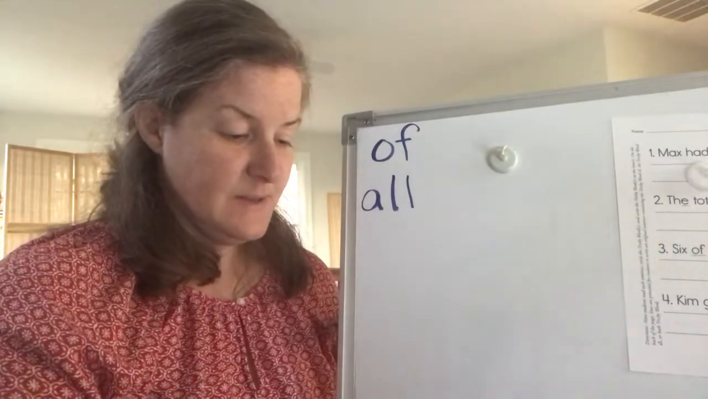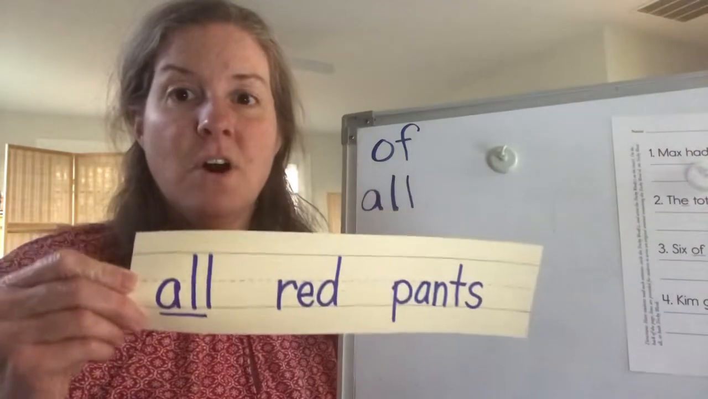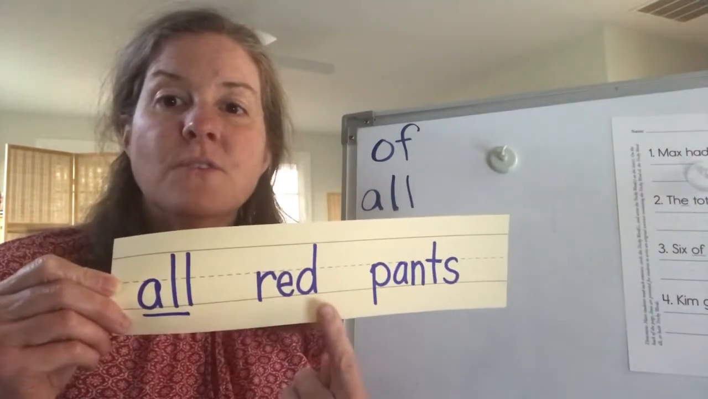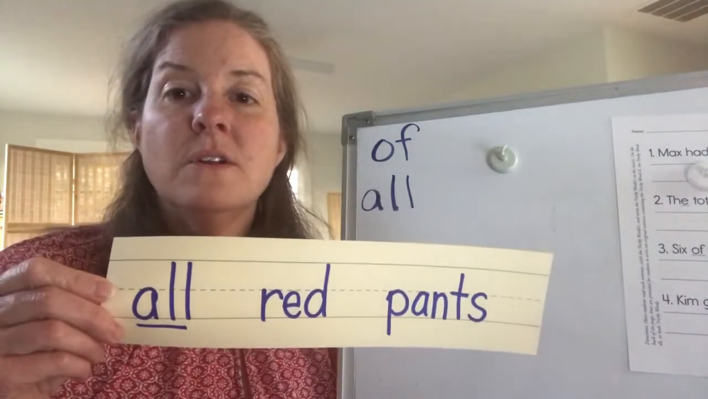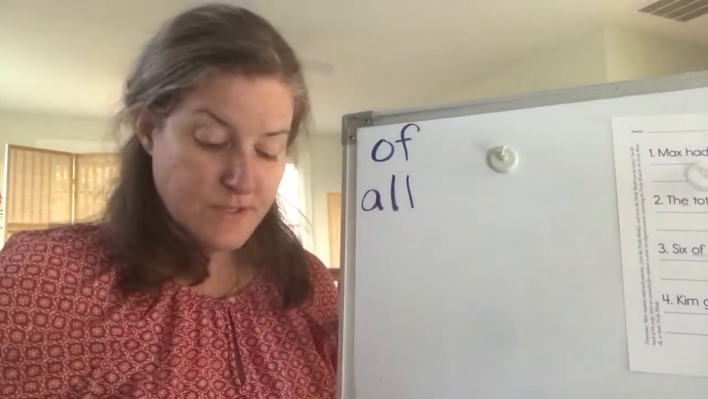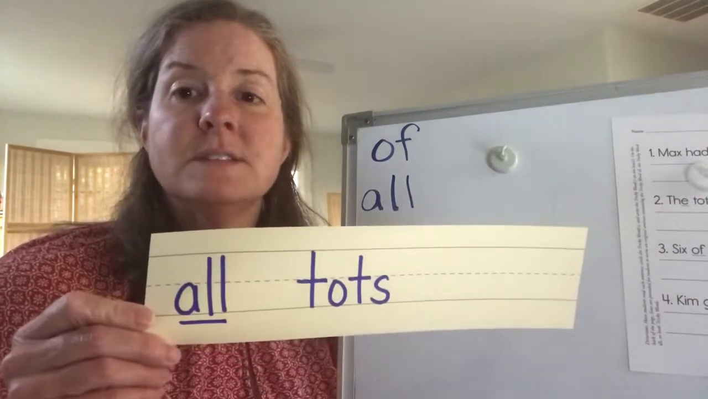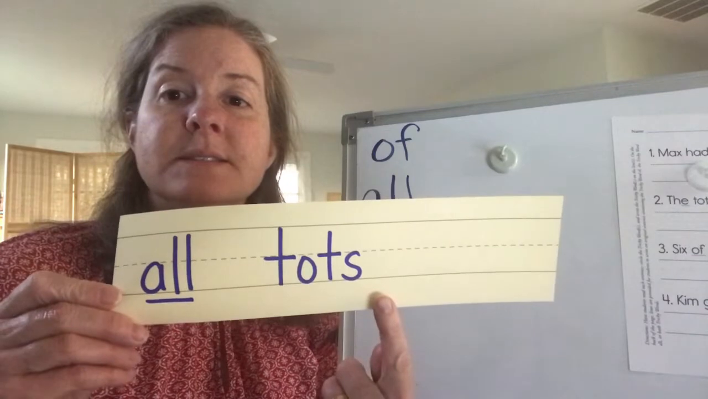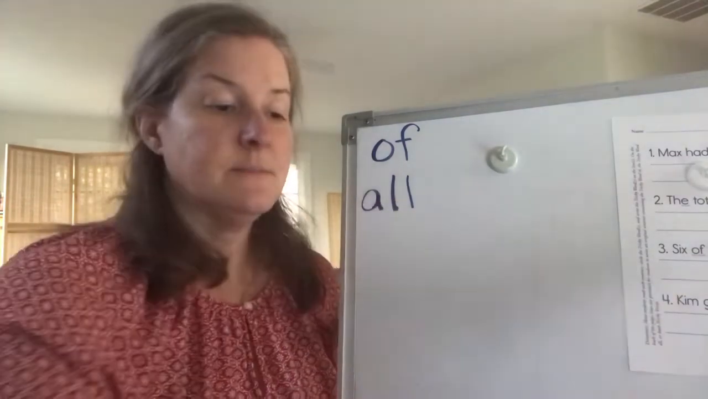Let's read another one. I have a lot of phrases here today, lots with "all" and "of." What's this one? All red pants. All red pants. All of these words are words that you should be able to sound out because we've learned all of the letters and sounds. All tots. All tots.